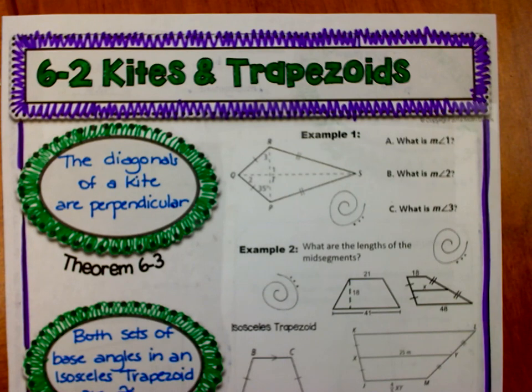Welcome to the second lesson of the 6th chapter in the Pearson Geometry Lecture Series. This lesson covers 3 concepts: properties of kites, properties of isosceles trapezoids, and finding midsegments of a trapezoid.